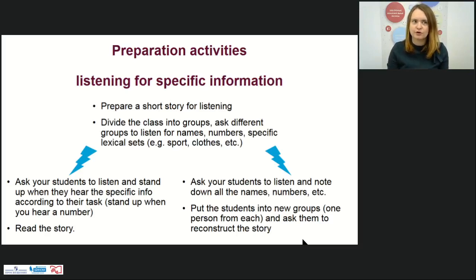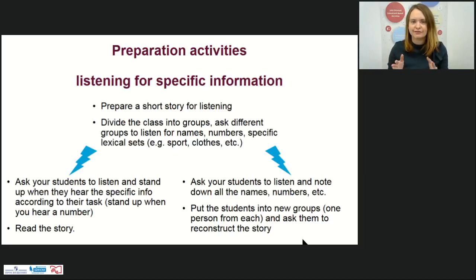One group should focus on just listening to numbers. Another one focuses on listening to colors, for example. The other one, names. Prepare a short story and read it out loud to your class. Ask your students to stand up when they hear the certain piece of information. So if the group has colors, they should stand up when they hear colors. If it's numbers, the same thing. It works well for developing listening for specific information.